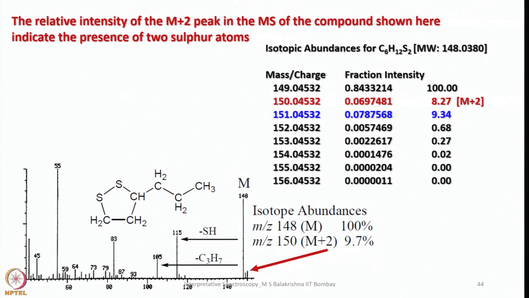So now the relative intensity of the M plus 2 peak in the mass spectrum of the compound shown here, so indicates the presence of two sulfur atoms. The moment you see this molecular formula, isotopic abundance is 148.0380. Moment we see this one, it indicates that two sulfur atoms are there. And then mass to charge ratio, again, this I have taken simulated spectrum. From that one, this data was obtained. And you can see here M plus 2 peak having the fraction intensity of about 8.27. So that is seen here, 9.7, they say it's 8.27. And then isotope abundance is M by Z 148 for M, it is 100%. M by Z 150 is M plus 2, this is about 9.7% here.